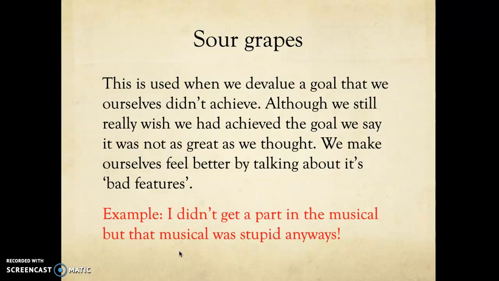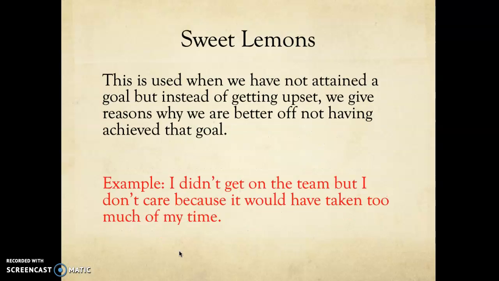Okay, so I auditioned for a musical. I didn't get a part in the musical, but it's because that musical is so stupid, and who wants to be in Grease anyway, right? So instead of actually looking at myself and saying, oh, I didn't do a very good audition, I blame someone else again, blaming something else, talking about its bad features.